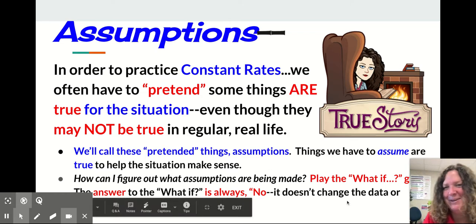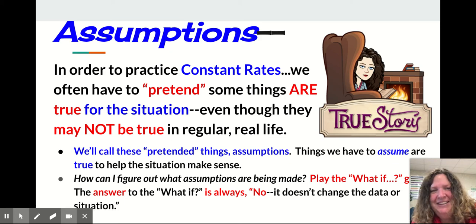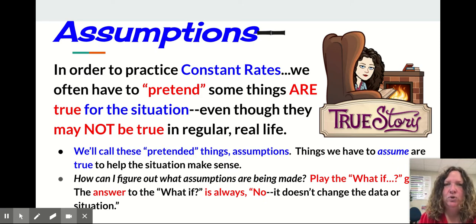Okay, so sometimes we have to kind of pretend. We call these assumptions. That's a big word, and it means you assume something. Assuming means you say it's true, even though you don't actually have the thing to prove it. You just say, I assume it's going to be true. I think it's going to be true, but I can't really prove it. But because of what I already know, I'm just going to pretend it is true.